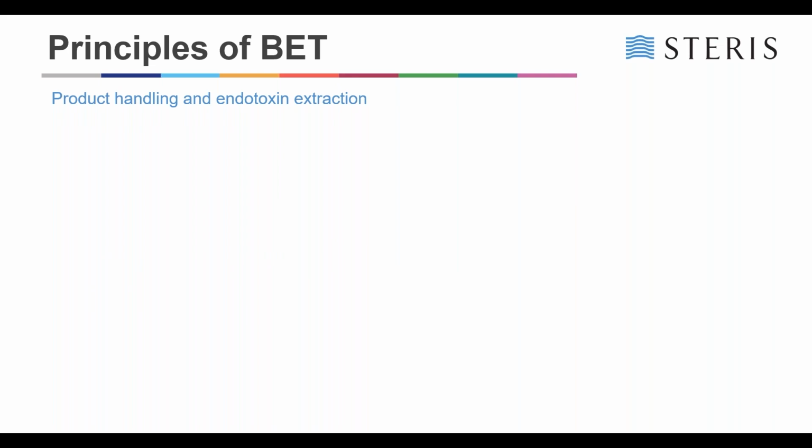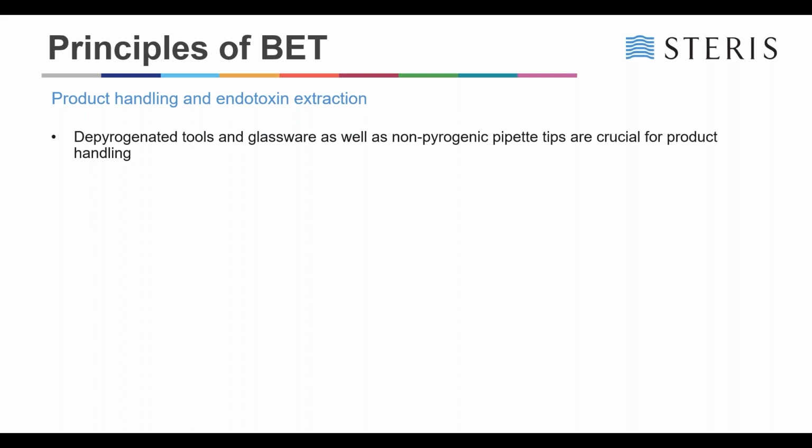So the next principle that we want to talk about here is product handling and the endotoxin extraction, and dive into that a bit deeper. Special handling of the product allows for the endotoxin extraction. The first thing that we need to consider is depyrogenation of the toolware and the glass that we'll be using for the extraction. In addition to that, any materials that are in contact with the test system would need to be non-pyrogenic, like your pipette tips.